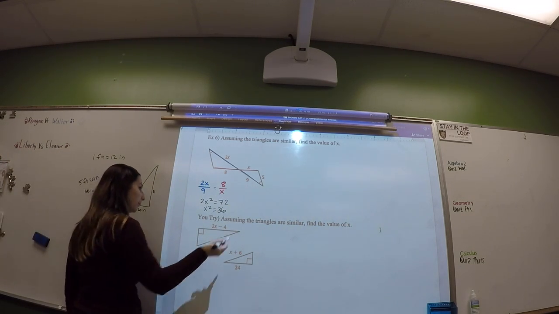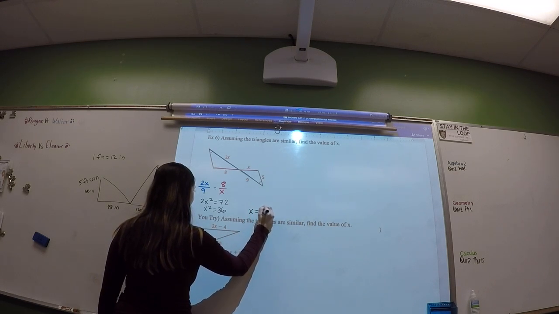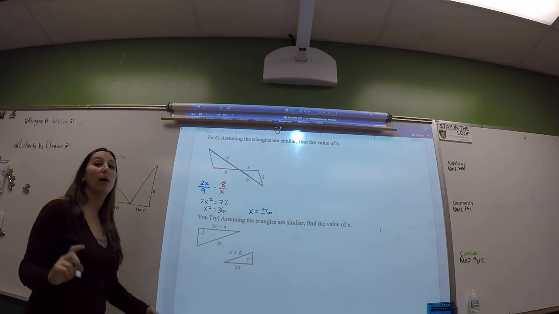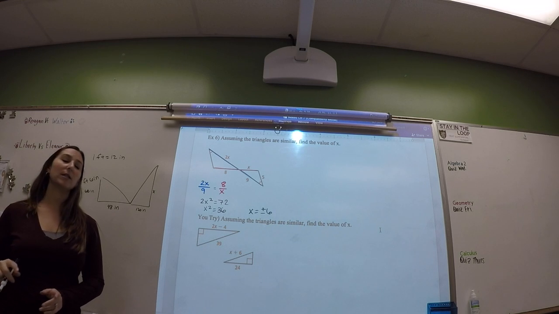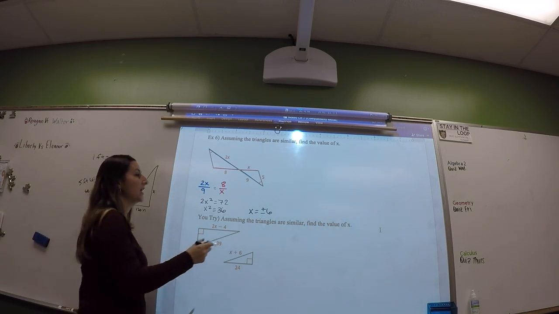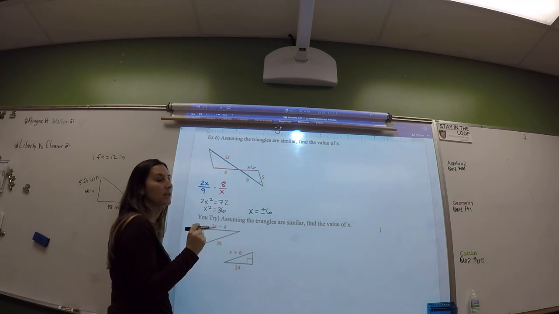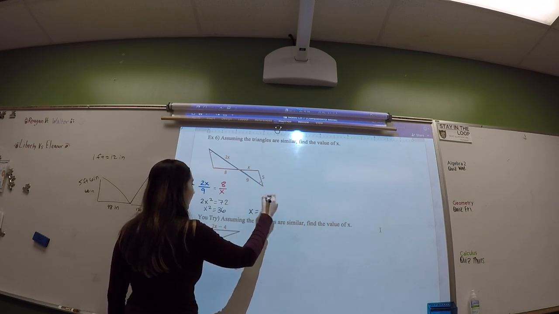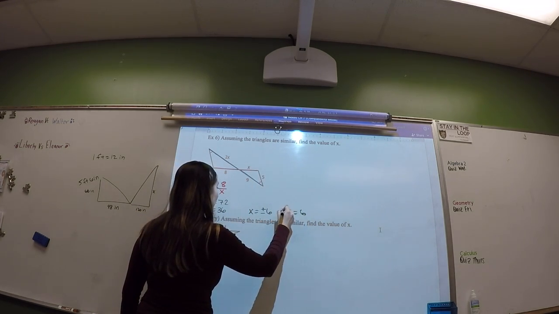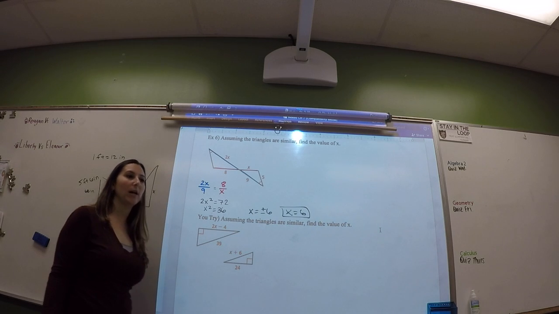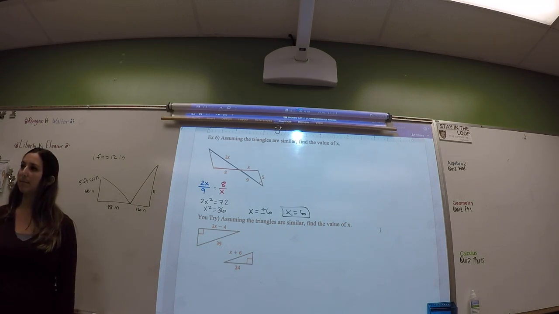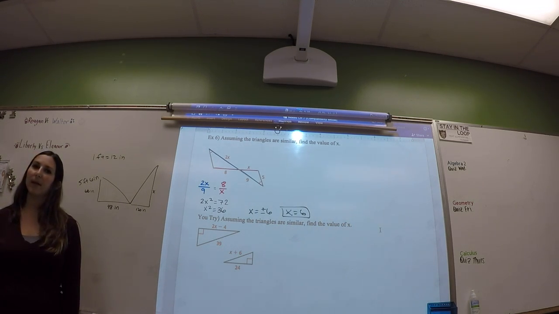So if you remember, I told you to put plus or minus 6. X is 6. However, with this question, since it's relating to triangles, can this be negative 6? No. So we're just going to say x equals 6, because when we're talking about triangles, we can't have negative segments. Yeah, you can't.